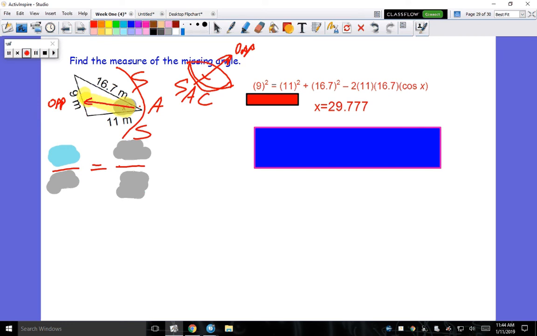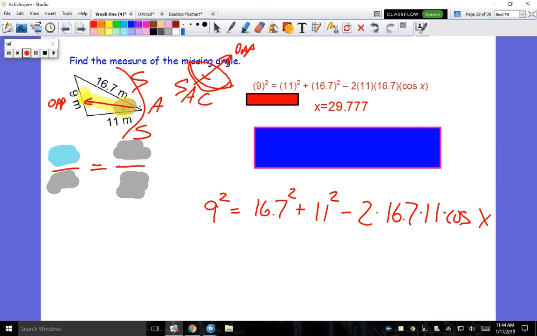We know the equation is opposite squared. Is that 9? Yeah. And it's going to be side 1 squared plus side 2 squared minus 2 times side 1 times side 2 times the cosine of x.